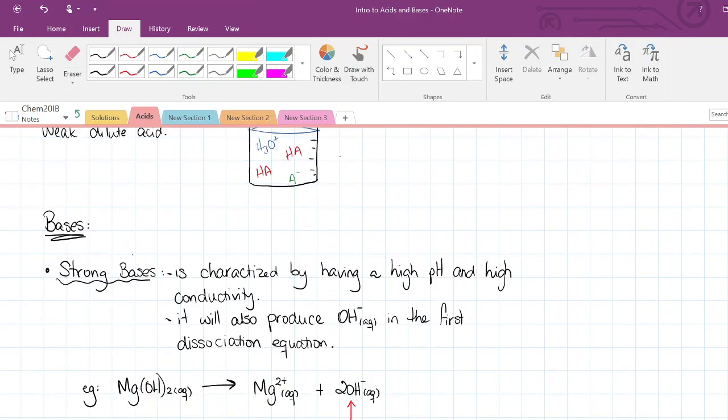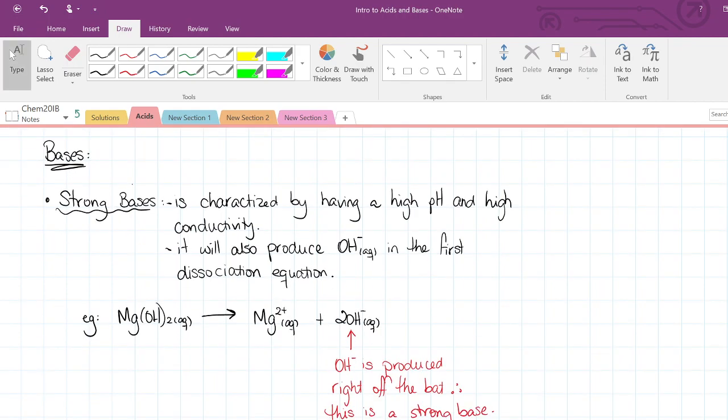Now, we talked about the acids. I want to talk about the bases. So, strong base. Arrhenius defined a strong base as an ionic hydroxide. So, a strong base is something that has a high pH, high conductivity, and according to Arrhenius, it'll produce hydroxide in that first dissociation. So, note that in the previous examples where we had molecular compounds, the molecular compound reacted with water in step 1. Ionic compounds don't react with water in the first step.